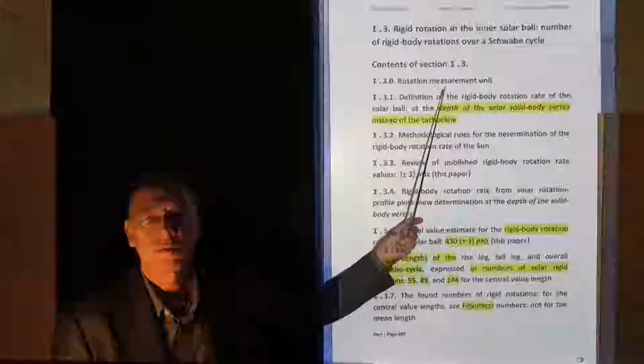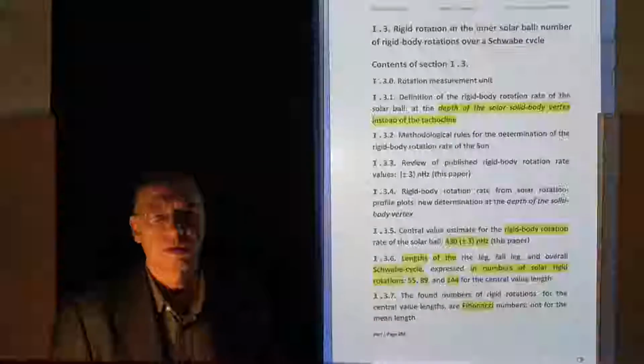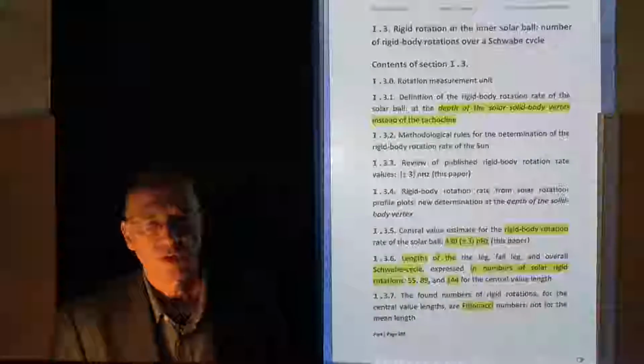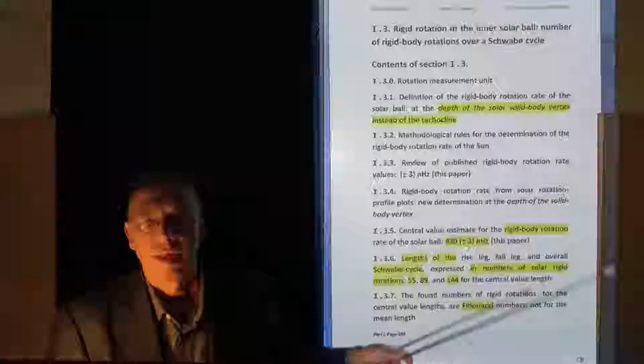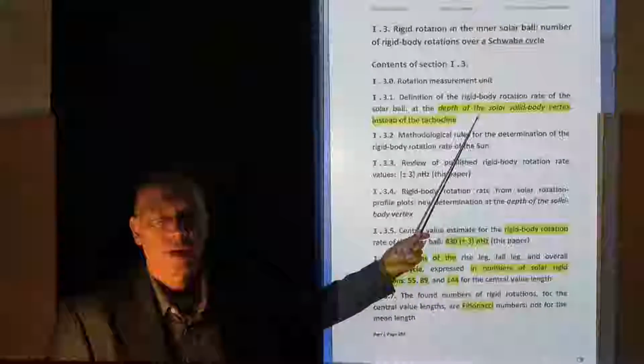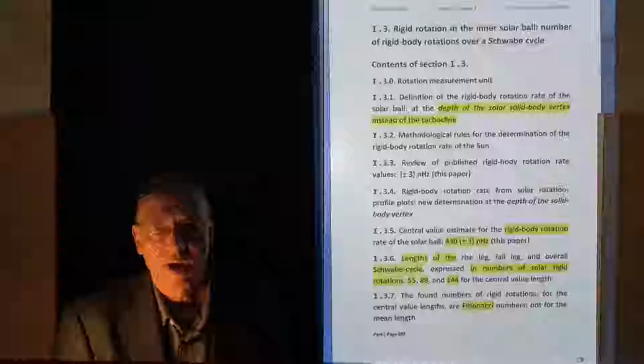The outline of section 3 of part 1 starts with consideration and discussion of the various units that are used in solar physics literature to measure angular velocity in the solar ball and the length of one solar rotation of 360 degrees. Then we turn to an original procedure to arrive at an estimate of the value of rigid body rotation in the Sun.